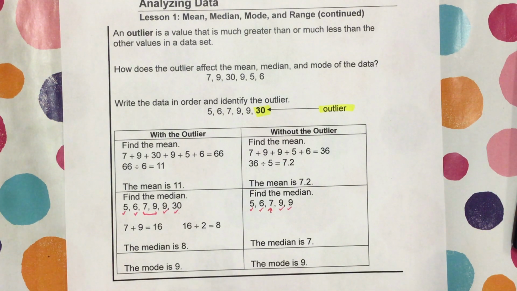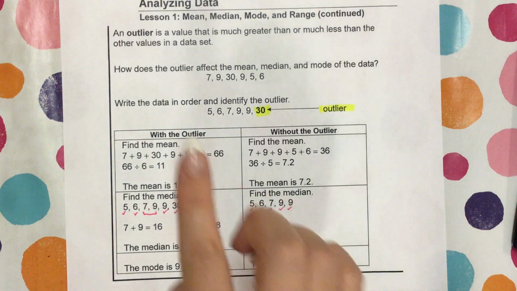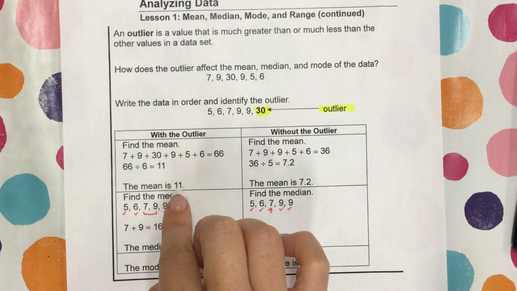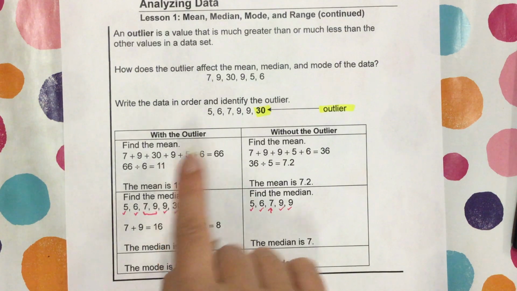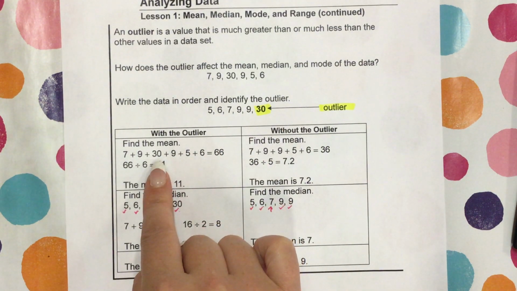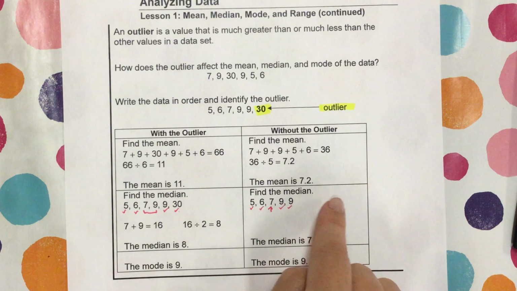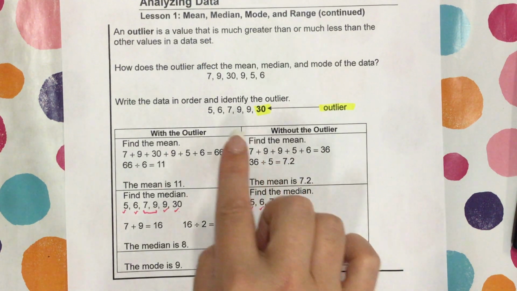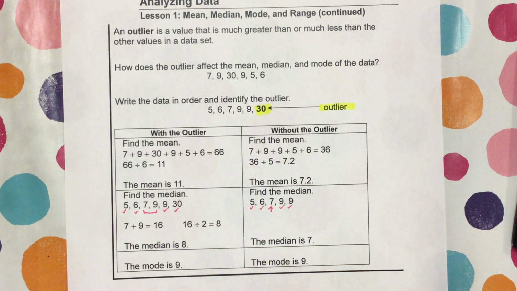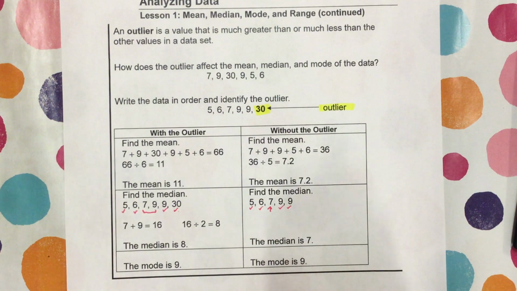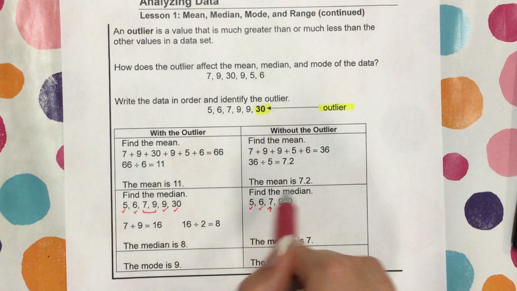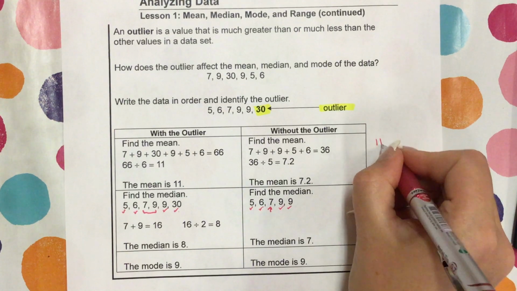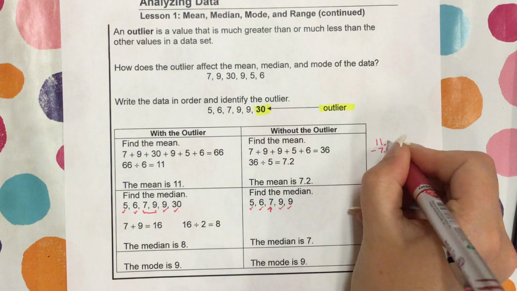Number 8 says, how does the outlier affect the mean? Well, here, when we had the outlier, the mean was 11 with that outlier of 30 included. Okay, but without the outlier, the mean is 7.2. So what we can say is that the outlier increases the mean by, we have to figure out the difference between 11 and 7.2. So 11 take away 7.2.